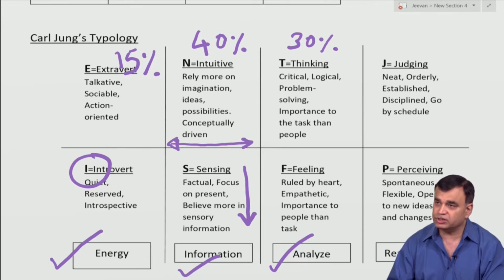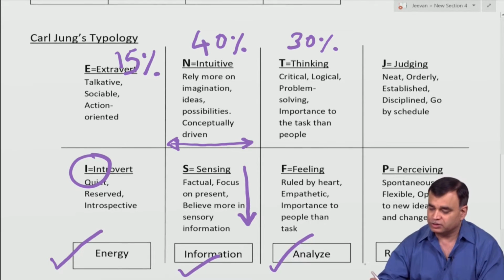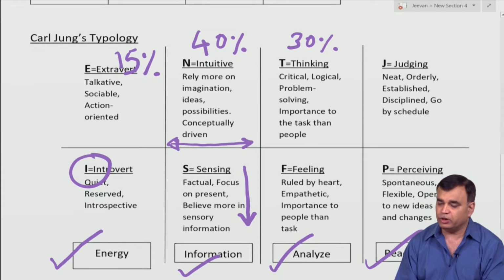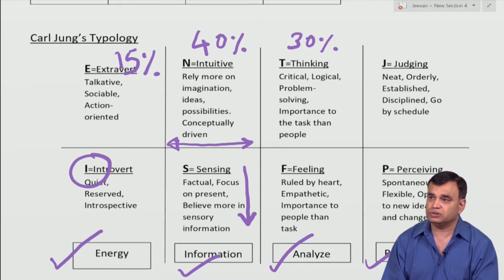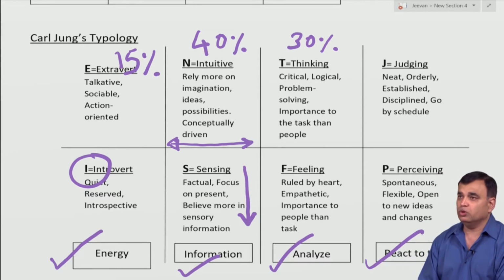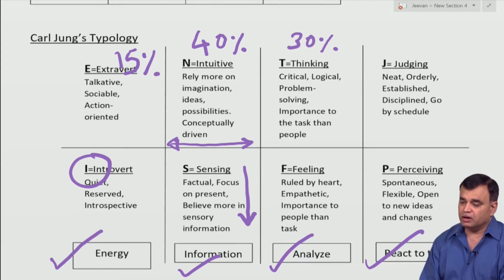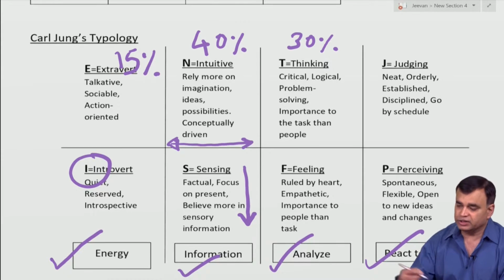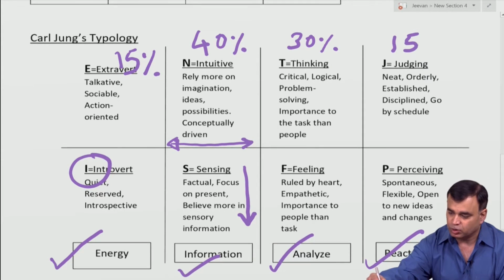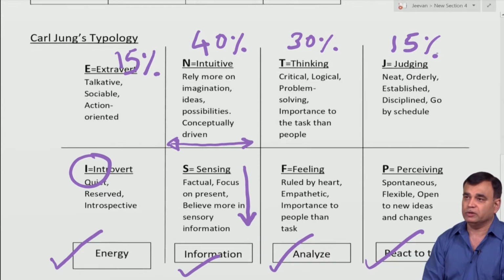The last switch is talking about how you will react to the world. And here you are either J or P. J is judging and P is perceiving. So J stands for being neat, orderly, structured, established, disciplined, etc. And they go by schedule. They generally are very sensitive to time. In case of P, which is opposite, is more about being spontaneous, flexible, open to new ideas and changes. And this naturally has the 15% impact on the career, adding all of this up to 100%.